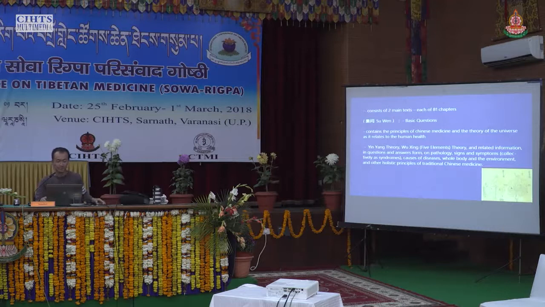In this Huangdi Neijing, basically it contains two main texts, each of 81 chapters. The first one we call Suwen. Suwen translated means basic questions. In this Suwen, it contains the principles of Chinese medicine and the theory of the universe as it relates to human health. There's also a lot of Taoist philosophy inside as well. This text talks about yin-yang theory, the five elements, and related information in question and answer form on the pathology, signs, symptoms, cause of disease, whole body and environment. You can find a lot of the principles of TCM in this Suwen.